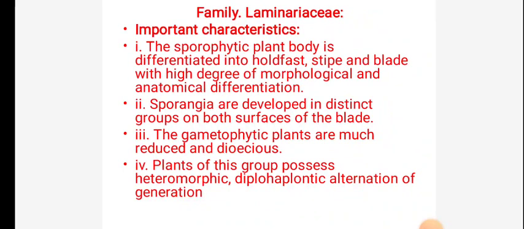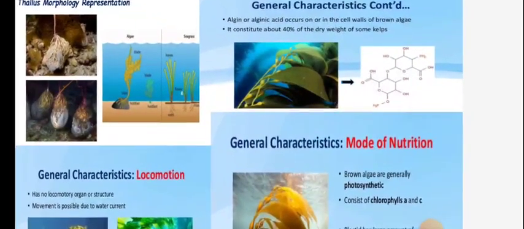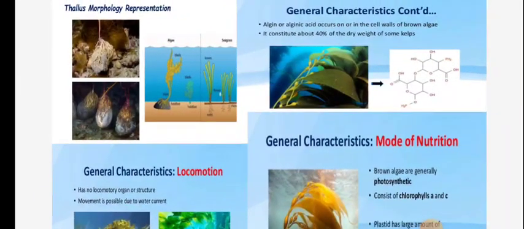plants of this group possess the heteromorphic diplohaplontic alternation of generation. Diplo means diploid, haplontic means haploid. So they alternate with each other. So here you are observing again some photographs we have selected.